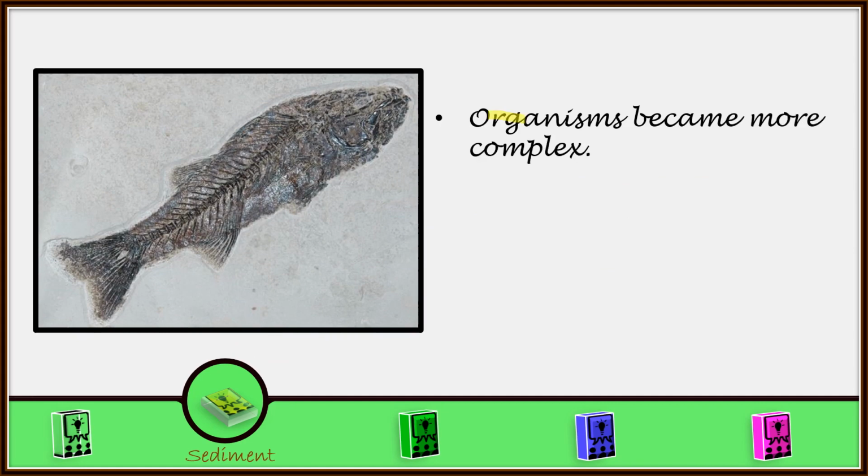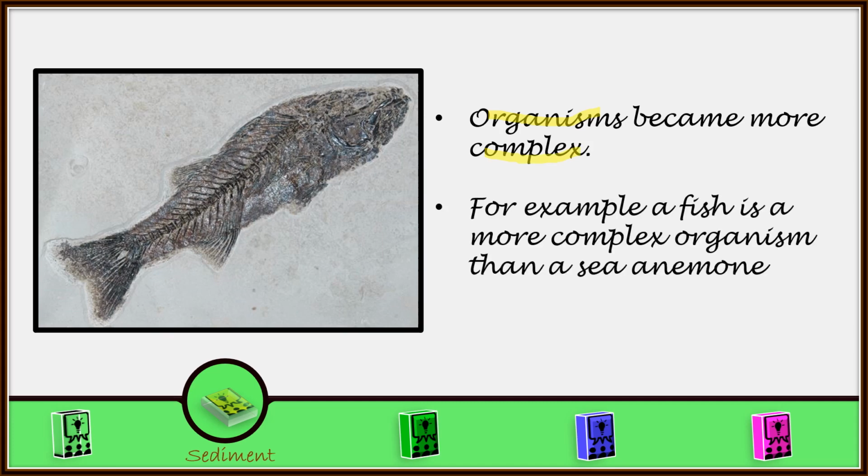Organisms become more complex as years go on. For example, the fish is a more complex organism than the sea anemone. Fish became more complex compared to the sea anemone.